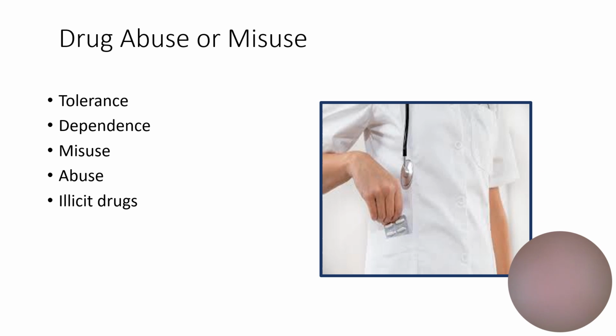Illicit drugs, also known as street drugs, are drugs sold illegally. Many are prescription drugs like hydrocodone, sought for their mood-altering effects. Prescription drugs can be abused when taken for purposes other than medically intended.